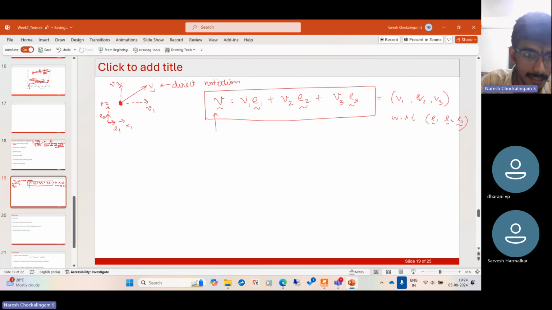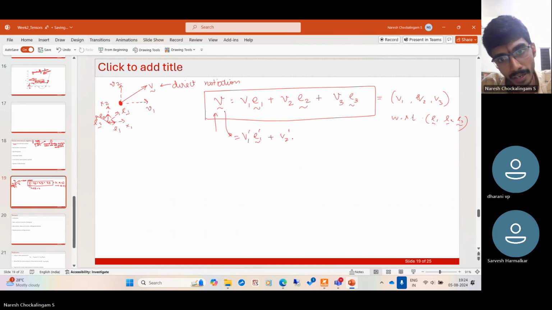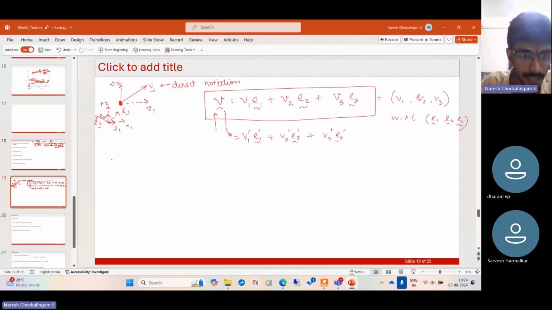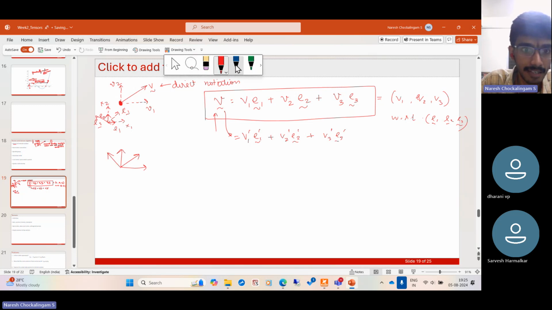Now we can also rotate this basis to have something else, e1 prime and e2 prime. But with respect to this basis, the components will obviously change. So the vector is the same, but its components in the rotated basis can be different: v1 prime e1 prime plus v2 prime e2 prime plus v3 prime e3 prime. Now, in a simple case, in one case you can consider the basis vectors like this. In the other case, you can consider the basis vectors rotated this way. And you consider a vector v like this.